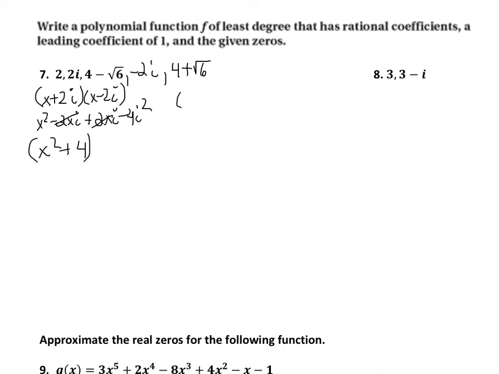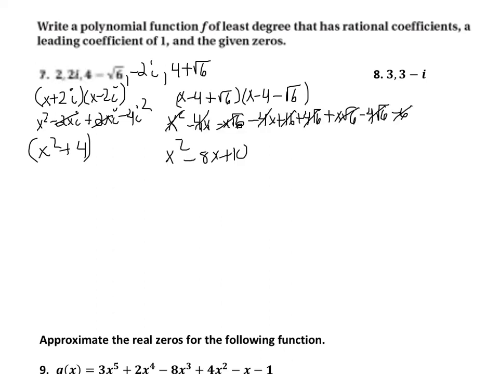Then I would take care of the x minus 4 plus the square root of 6, and the x minus 4 minus the square root of 6. Okay, so I'm going to press pause and finish this off. If you want to press pause and try to finish as well, go ahead. So that one simplifies down to x squared minus 8x plus 10. So now we have the x squared plus 4, the x minus 2, and the x squared minus 8x plus 10.